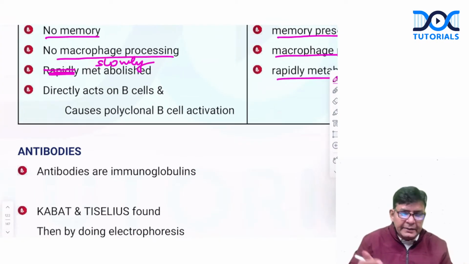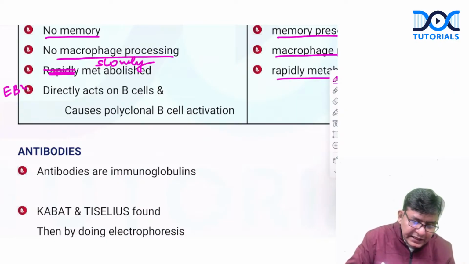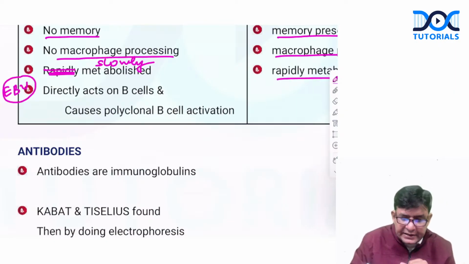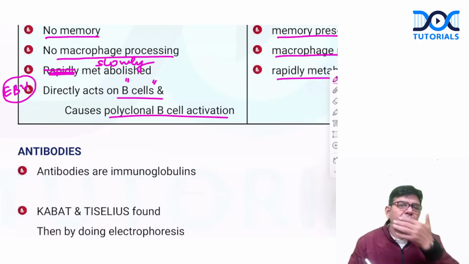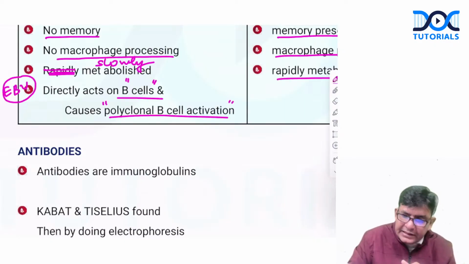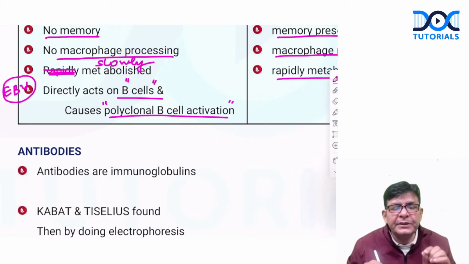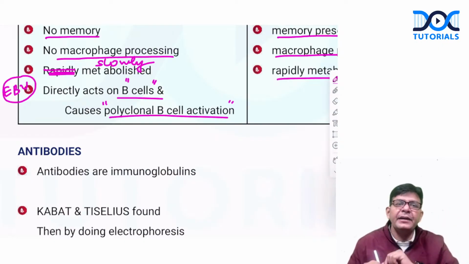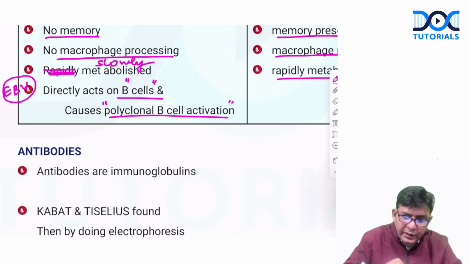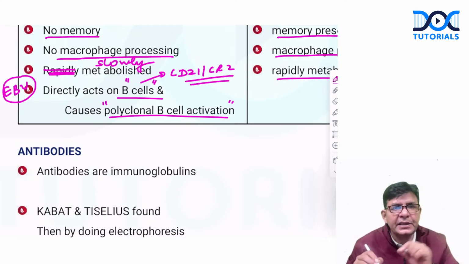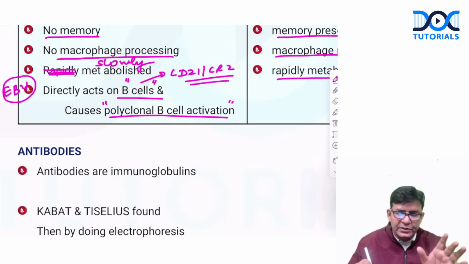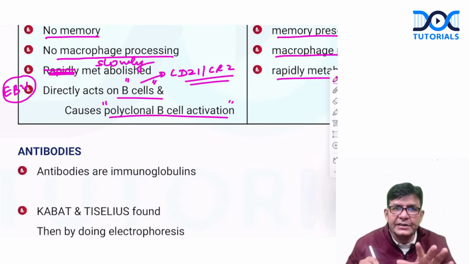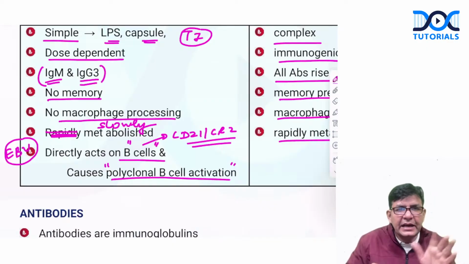A typical example is a virus, Epstein-Barr virus, which directly acts on the B cells and leads to polyclonal B cell activation. It also acts as a T independent antigen, directly on the B cells. Why? Because it has particular receptors. Which receptors? CD21, CR2. So that is the story of Epstein-Barr virus along with LPS and capsule.